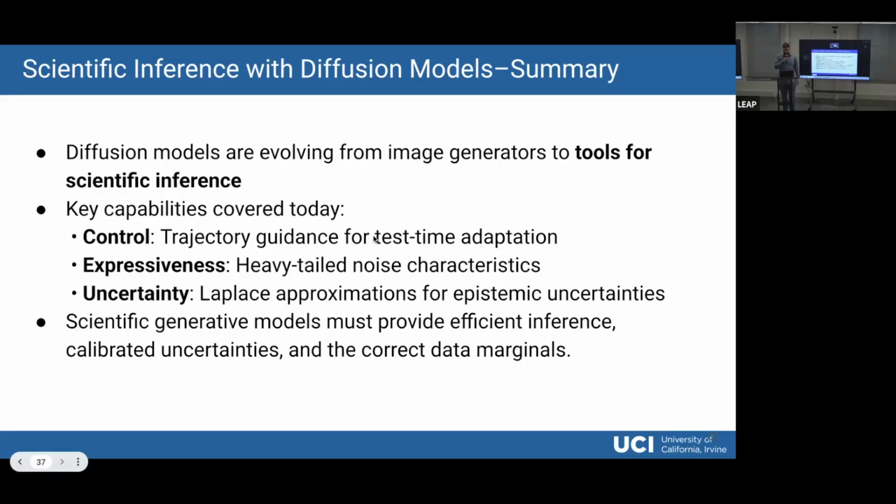And then lastly, I talked about uncertainty, which is still a huge open-ended problem, and very much something that scientists care about, and maybe people in imaging less so. There I talked about a method that uses a Laplace approximation from Bayesian statistics to generate ensembles of denoisers, and uses the discrepancies of the denoisers as a confidence map for the quality of the generated sample. So overall, scientific models must provide efficient inference, calibrated uncertainties, and get the right data marginals. And that's the end of my talk.